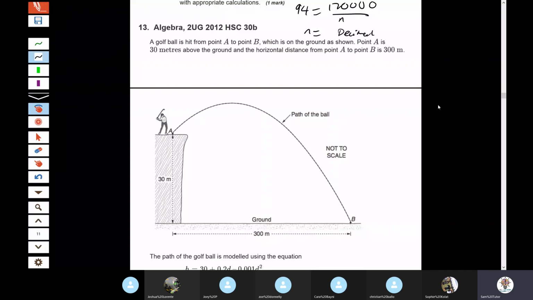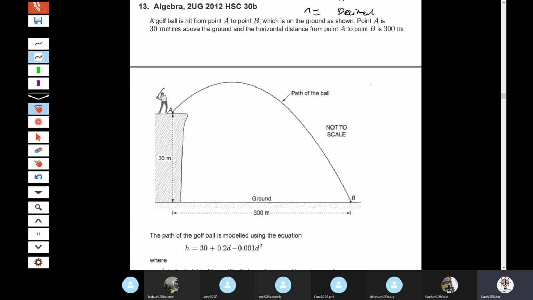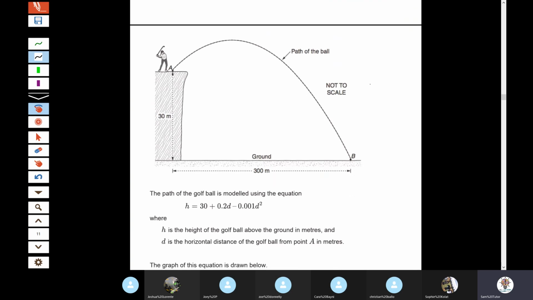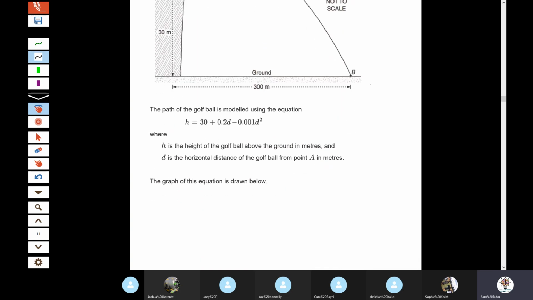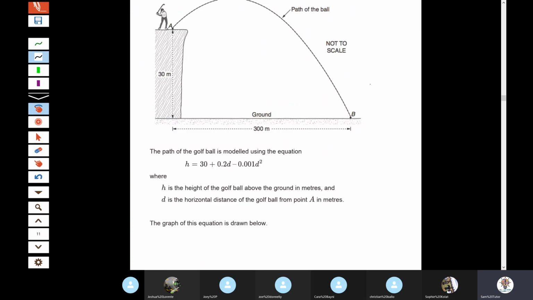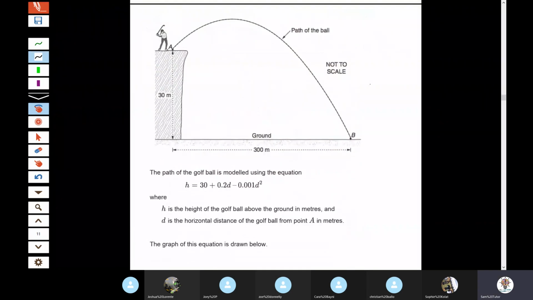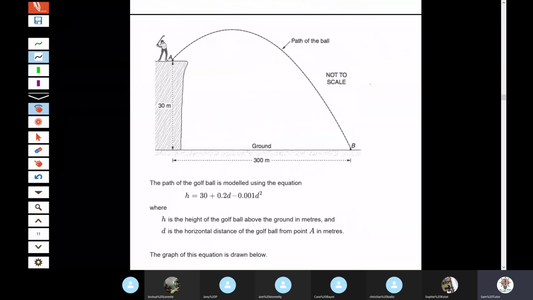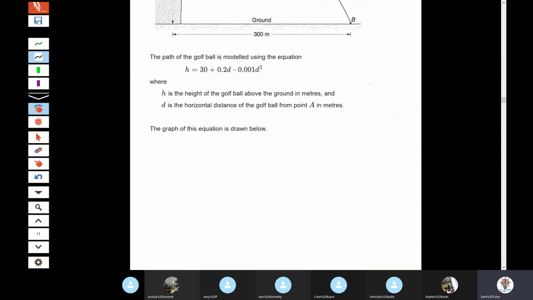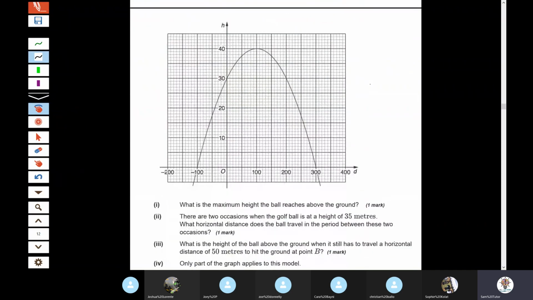Algebra. A golf ball is hit from point A to point B, which is on the ground as shown. Point A is 30 meters above the ground, and the horizontal distance from point A to point B is 300 meters. The path of the golf ball is modeled using this equation. The graph of this equation is drawn below. That's the real life situation, the actual graph of that equation.